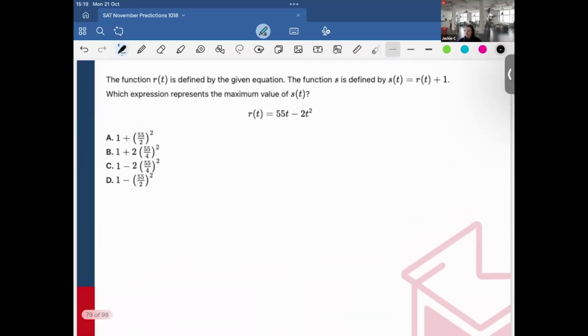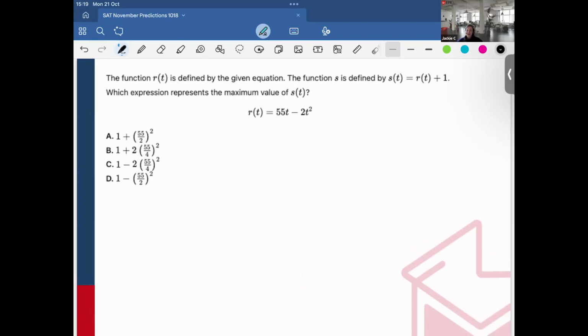Okay, moving on. This one, the function r of t is defined by the given equation. The function s is defined by s of t is equal to r of t plus 1. Which expression represents the maximum value of s of t? So first thing to recognize, this is a quadratic equation. Put differently, I can re-express this as r of t is equal to negative t squared plus 55t plus 0, just to show the ax squared plus bx plus c.